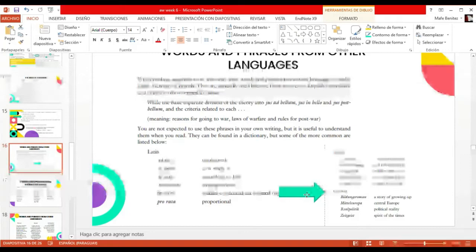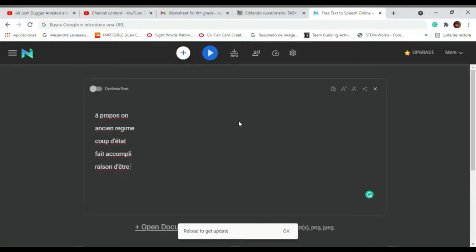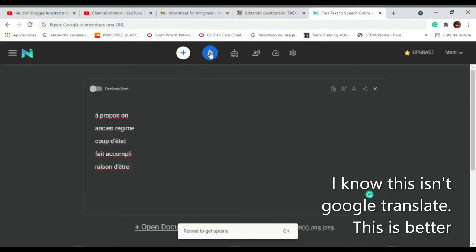even try reading this. I'm gonna use Google Translate for the pronunciation. Okay, I'm gonna use this so he can read for me.